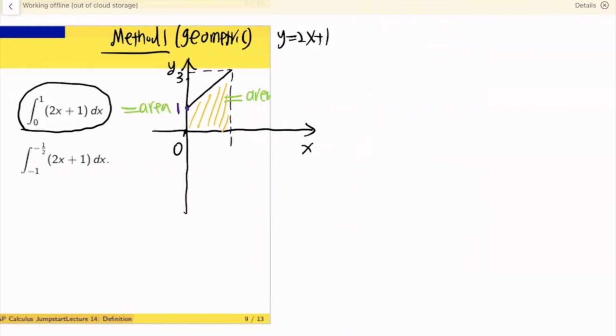The area of a trapezoid equals 1 plus 3, multiplied by the height. Here the height is also 1, and divided by 2. So 1 plus 3 times the height, divided by 2, we get 2. So this is method 1.